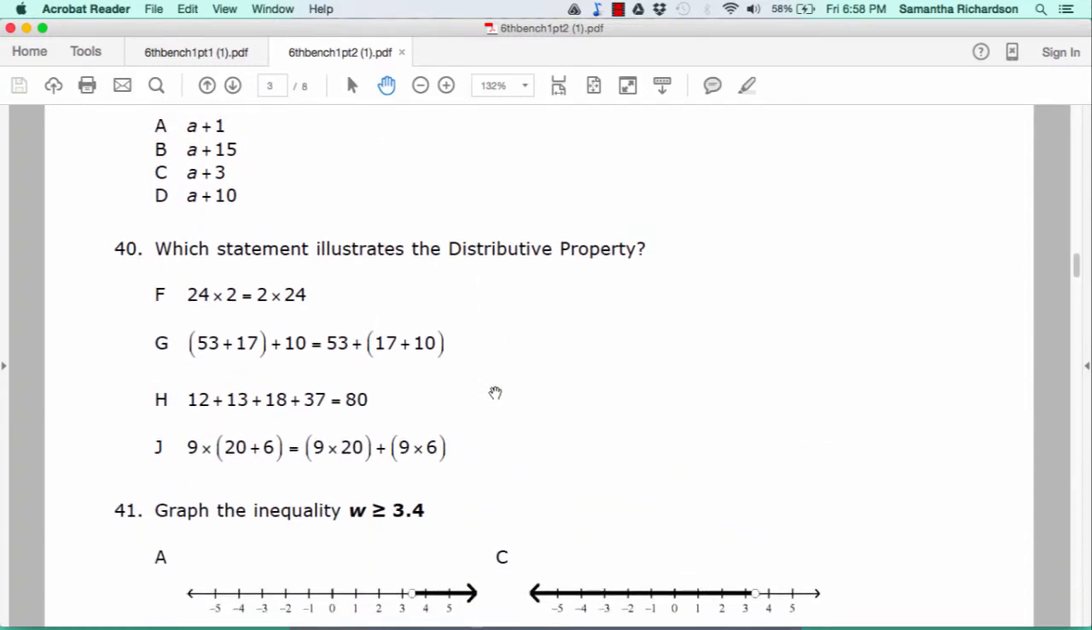Question 40. Which statement illustrates the distributive property? F. 24 times 2 equals 2 times 24. G. 53 plus 17 plus 10 equals 53 plus 17 plus 10. H. 12 plus 13 plus 18 plus 37 equals 80. J. 9 times 20 plus 6 equals 9 times 20 plus 9 times 6.